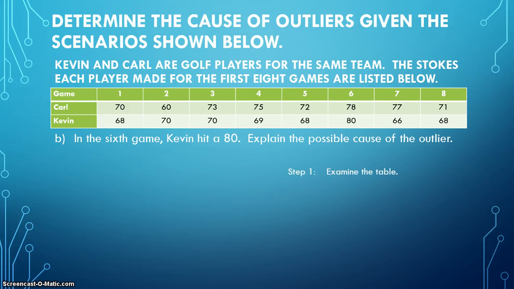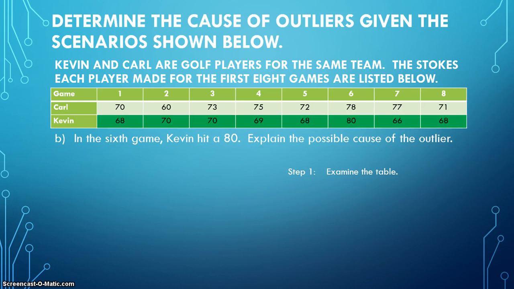So again, we're going to examine the table, so I'm going to highlight all of Kevin's data, just so I've separated from Carl's. And then I want to highlight the 80, or the 6th game, just so I know that one's different. So I'm making that red. And now what I'm going to do is look at all the ones I highlighted in green. I see 68, 70, 70, 69, 68, 66, 68.